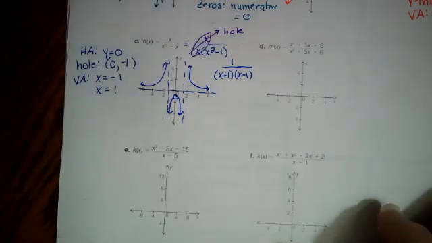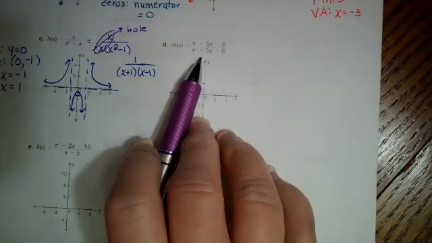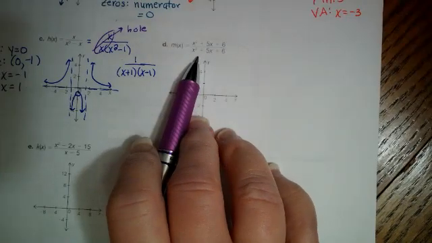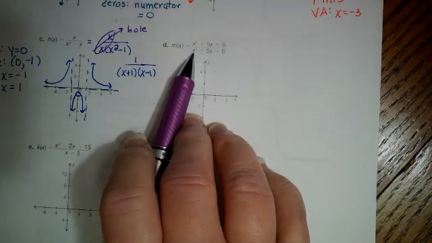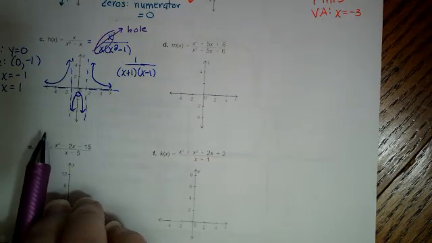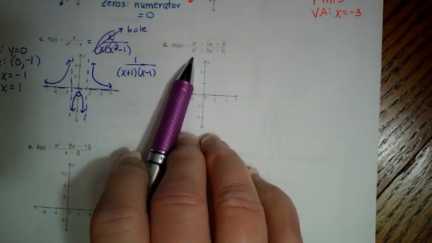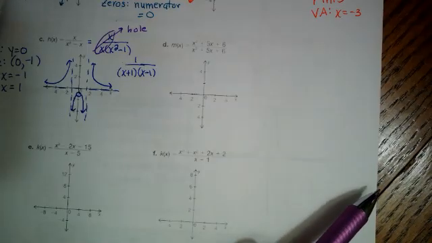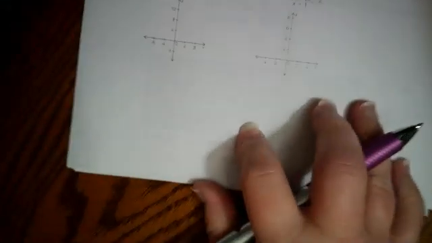Okay, this thing with the holes is confusing. Let's keep trying it. Oh, wait a minute. Do you see this one? X squared plus 5x plus 6 and x squared plus 5x plus 6. Well, I'm going to call letter D a typo and move on to letter E.